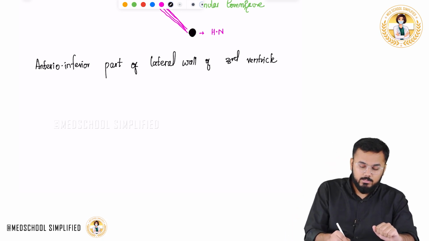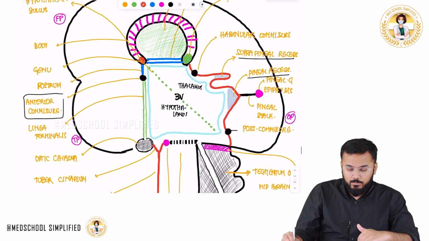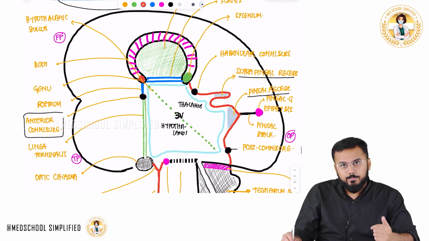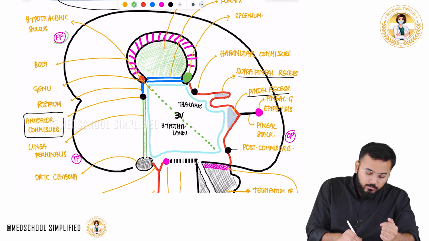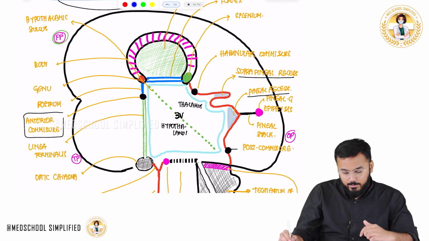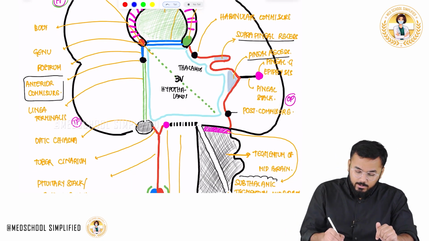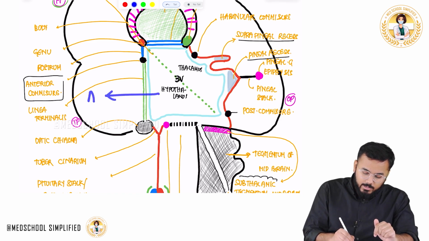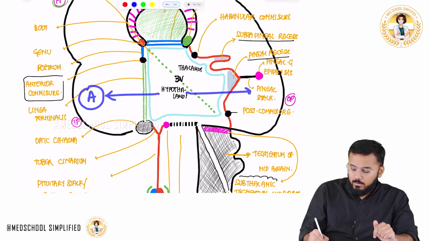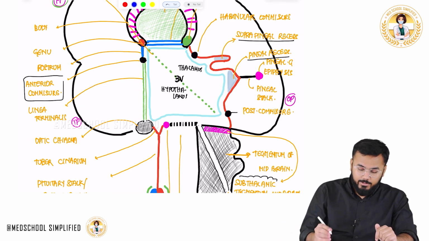What do I mean by this? Antero-inferior. First of all, tell me, in this entire picture, where is anterior? The place where you have got the frontal pole, right? So this frontal pole region is called as anterior. So now here tell me, in this hypothalamus, where is the anterior? Obviously this part will be anterior, right? This part will be posterior. Yes or no? So antero-inferior.